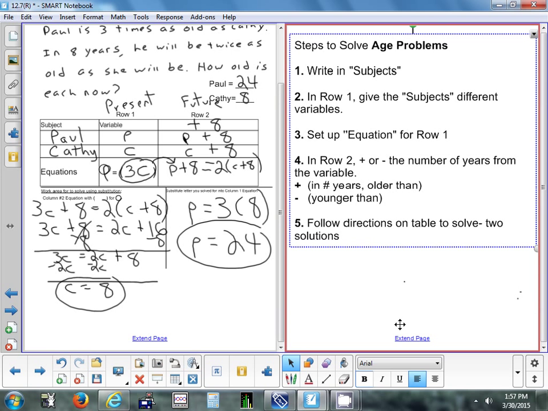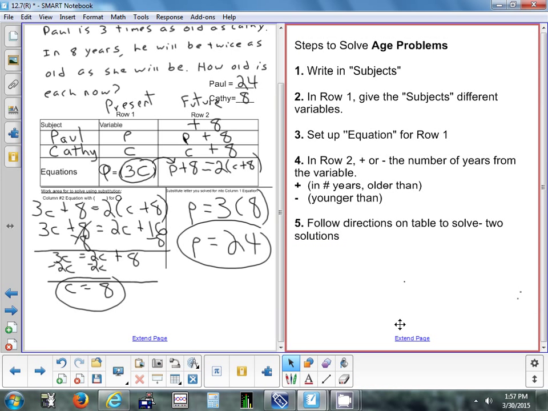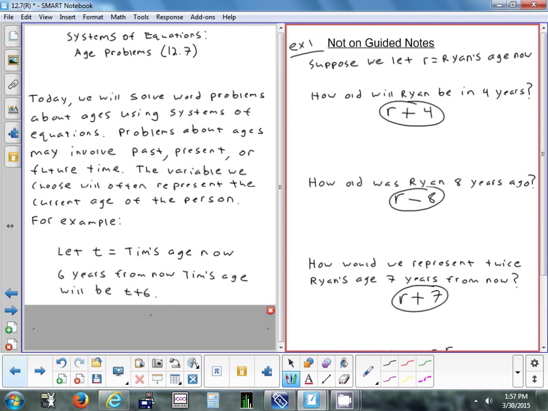So, like I said, I know it's a long, involved process, but just bear with it. It's not that bad. You can do it. Want to tell us the name now? What the title is going to be? It's going to be systems of equations, age problems.